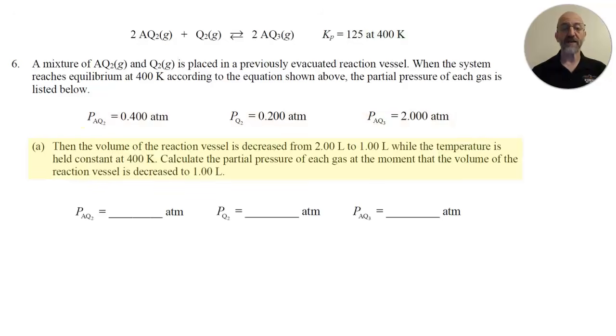So now here comes the stress or the change to the system. As we move on to part A of this question, this is the stress or the change. The volume of the reaction vessel is decreased from 2 liters to 1 liter, while the temperature is held constant at 400 Kelvin. So in part A, we have to calculate the partial pressure of each gas at the moment that the volume of the reaction vessel is decreased from 2 liters to 1 liter.